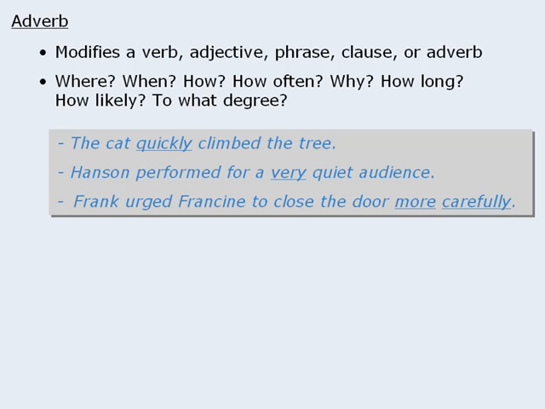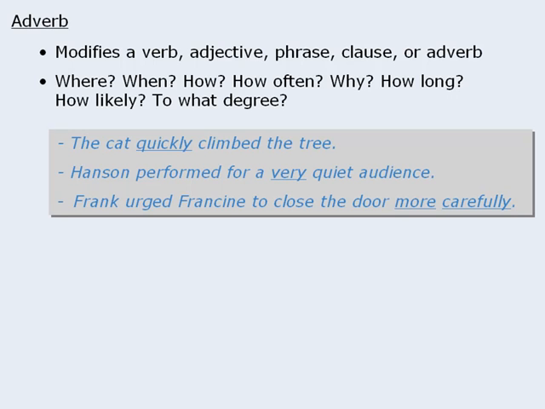Okay, one more example. "Frank urged Francine to close the door more carefully." Here we have two adverbs. First, the adverb carefully modifies the verb close. It tells us how Francine should close the door. We also have the adverb more, which modifies the adverb carefully. It tells us just how carefully Francine should close the door.